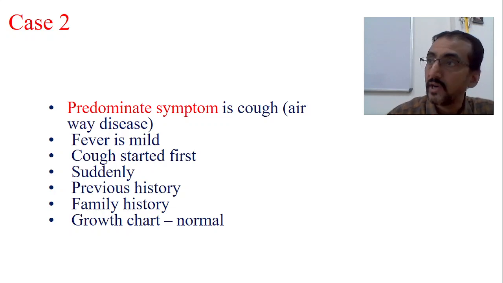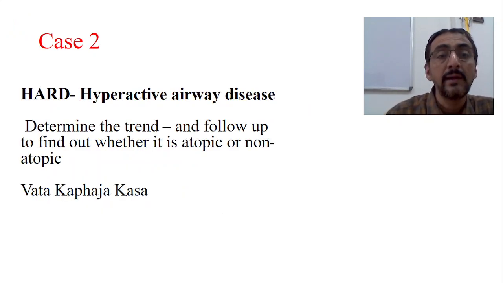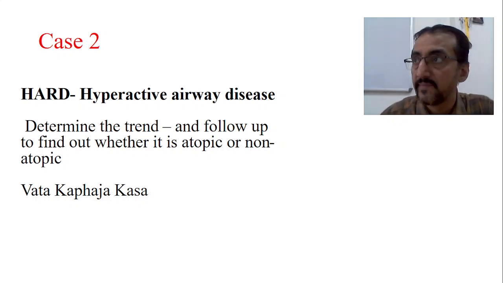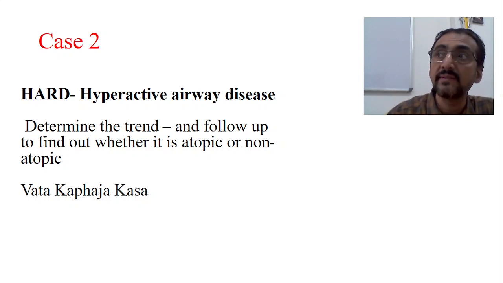The growth chart is also normal. It started suddenly, again indicative of allergy. It is also supported by the family history of allergy, so it may be a type of atopic allergy. Now the things are very, very clear. So what is this? This is a case of hyperreactive airway disease. This is a typical case of a hyperreactive airway, because the child is also having previous attacks.